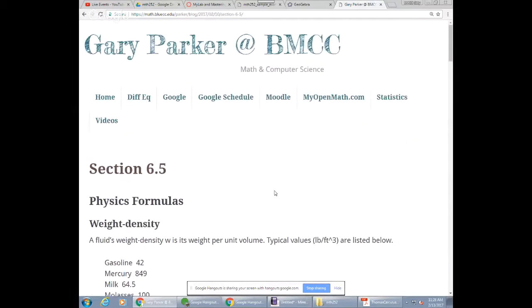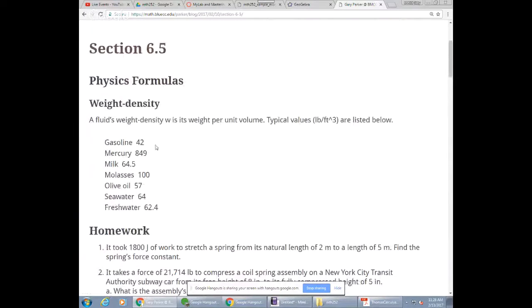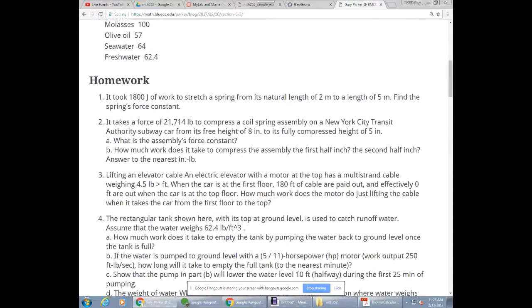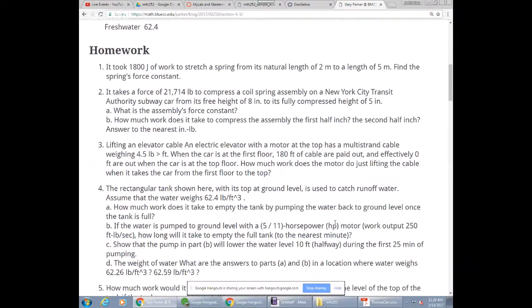section 6.5. Okay, so let's see. There's some weight density stuff. Ooh, this is a good one. The force it takes to compress a spring. I don't know if anyone here ever rides public transit, a train kind of thing. Did you ever look at the springs and the connectors for those trains? They're massive. Do you ever look at the springs in your car suspension? Right, they're pretty massive too. What kind of forces does it take to compress one of those? So we'll take a look at that.